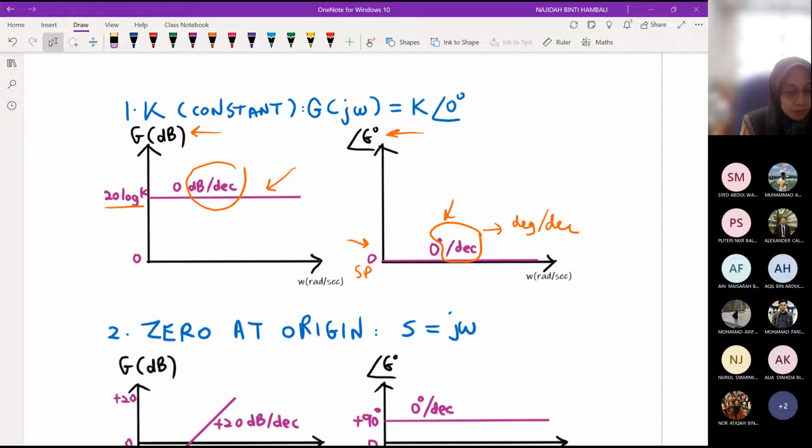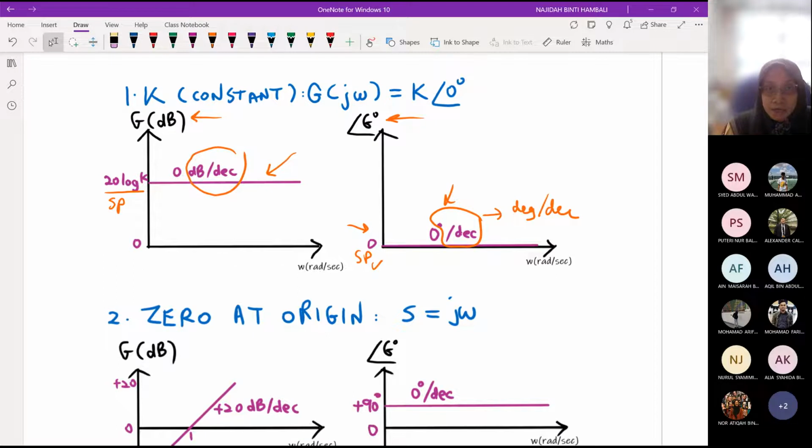So again, for magnitude, for theory number one, the constant K, the starting point is 20 log K, while the slope is 0 dB per decade. For phase, the starting point is 0 degree, while the slope is 0 degree per decade. If you notice, the x-axis for both magnitude and phase Bode plot has the unit radian per second. So you need to label your x and y-axis for your Bode plot in your semi-log graph paper.